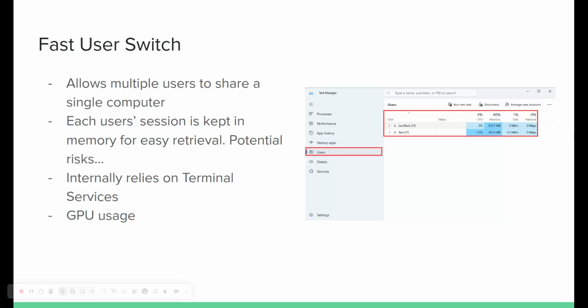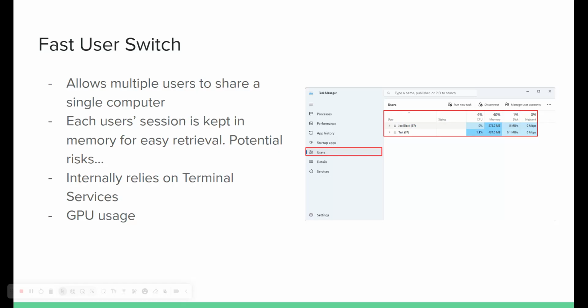Some things you may not be aware of is that fast user switching internally relies on terminal services that Charlie was just talking about previously. Each user session is technically a separate terminal session, even though it's local. So that's just something to take into consideration, and that may not be as known as it may seem.